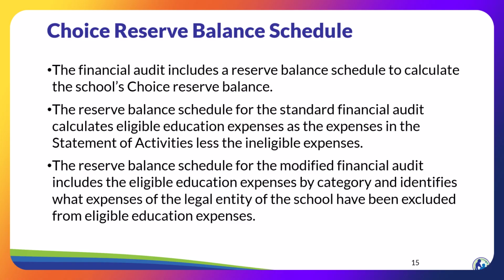The financial audit includes a reserve balance schedule to calculate the school's choice reserve balance. The reserve balance schedule for the standard financial audit calculates eligible education expenses as the expenses in the statement of activities less the ineligible expenses. The reserve balance schedule for the modified financial audit includes the eligible education expenses by category and identifies what expenses of the legal entity of the school have been excluded from eligible education expenses.